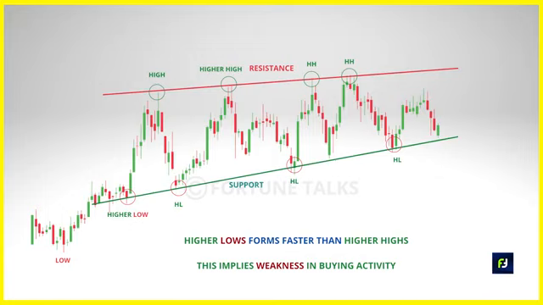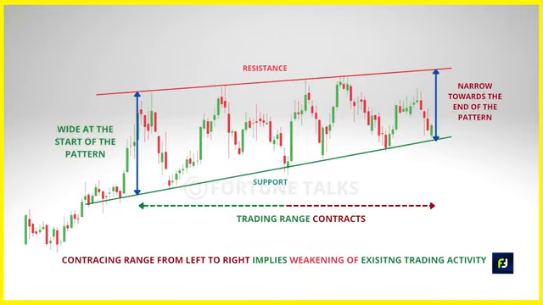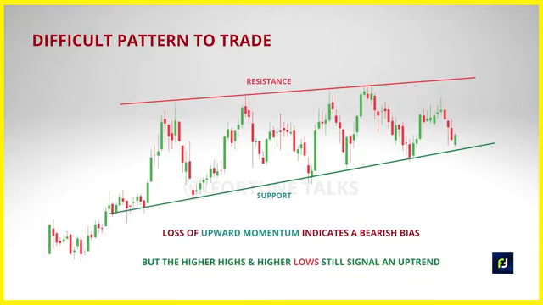This also means that the selling activity is gaining more traction and the buying activity is getting weaker. Also, the contraction of the trading range from left to right indicates a weakening of the existing trading activity. But the rising wedge can be one of the most difficult chart patterns to accurately recognize and read.